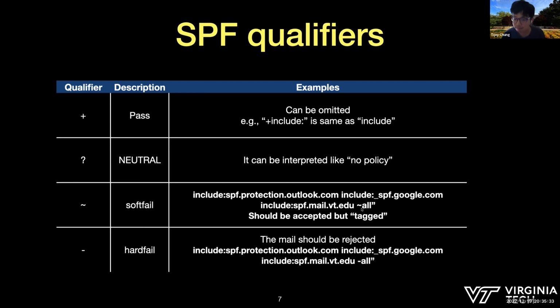As you can imagine, tilde is a soft fail. As we learned from the HTTPS class, if it is a soft fail, then there is not much value in the security protocol. So the best recommendation is to always include minus all, not tilde all. Neutral is like no policy, which means the receiver has to pretend as if there were no policy at all.